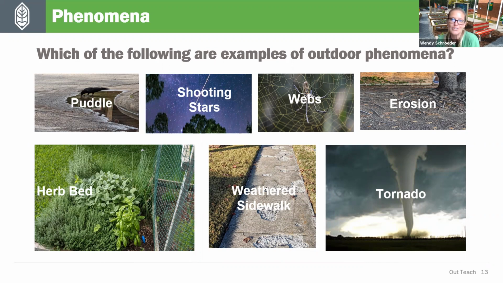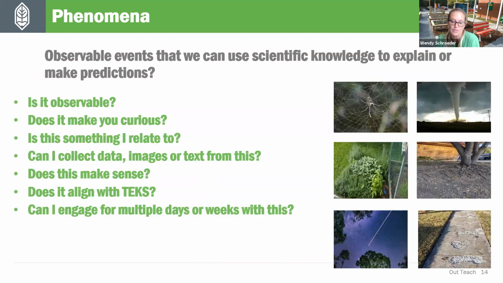Okay, so let's take a look at the definition for outdoor phenomenon. These are observable events that we could use scientific knowledge to explain or to make predictions about. Really, outdoor phenomenon has to meet these specific categories. Number one, is it something that students can observe, use their senses to make predictions about? Does it create curiosity and wondering?